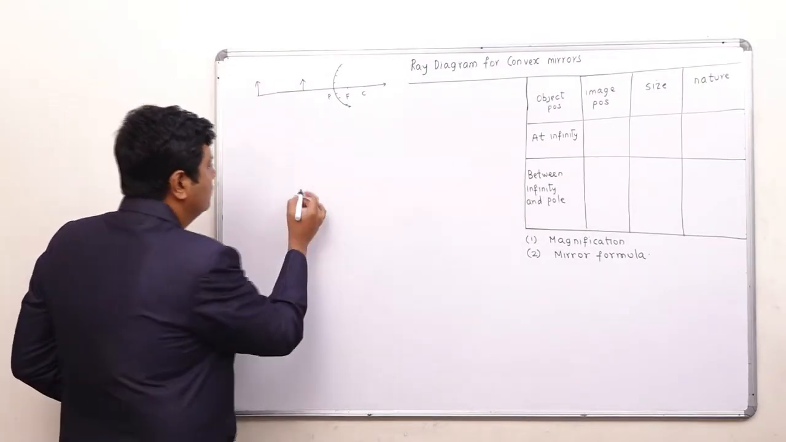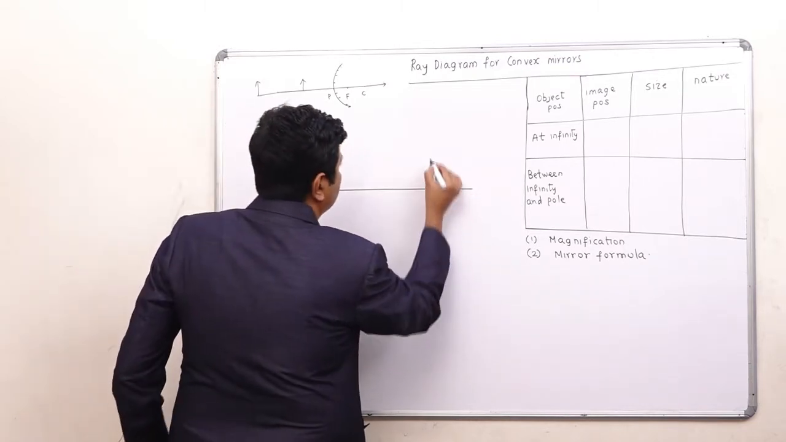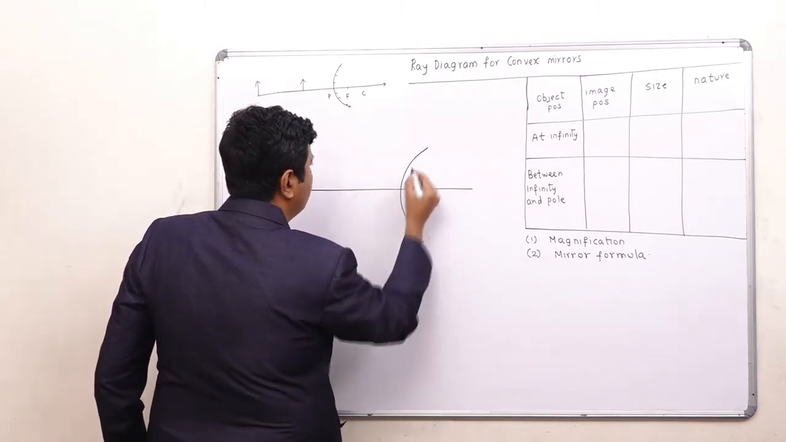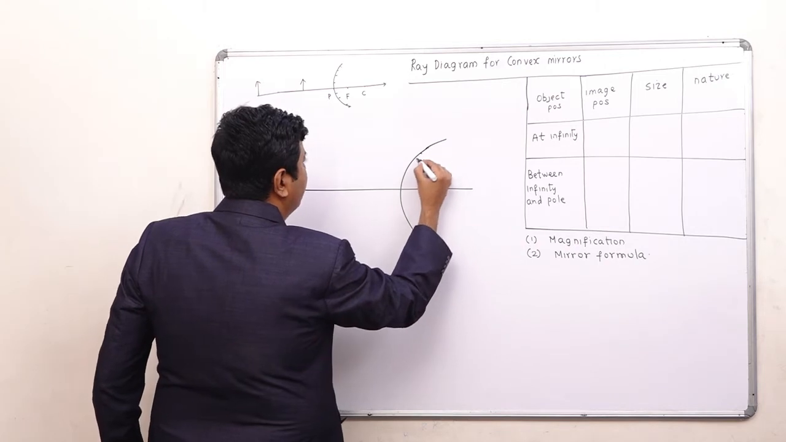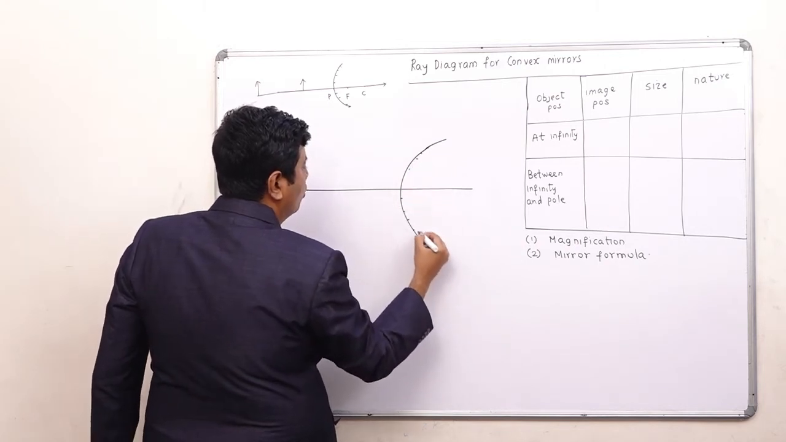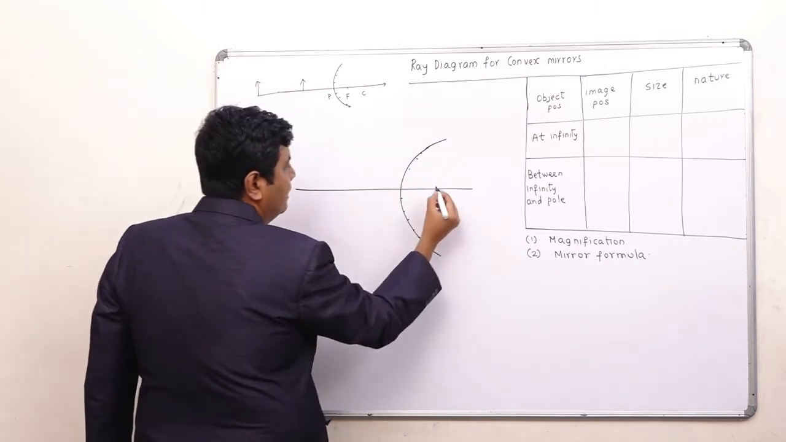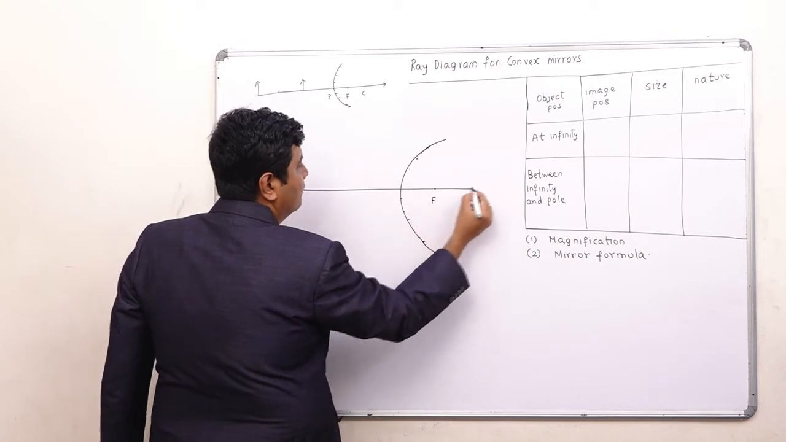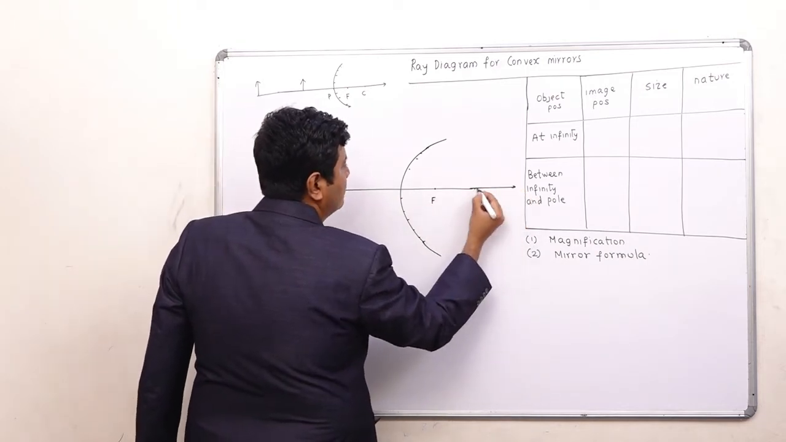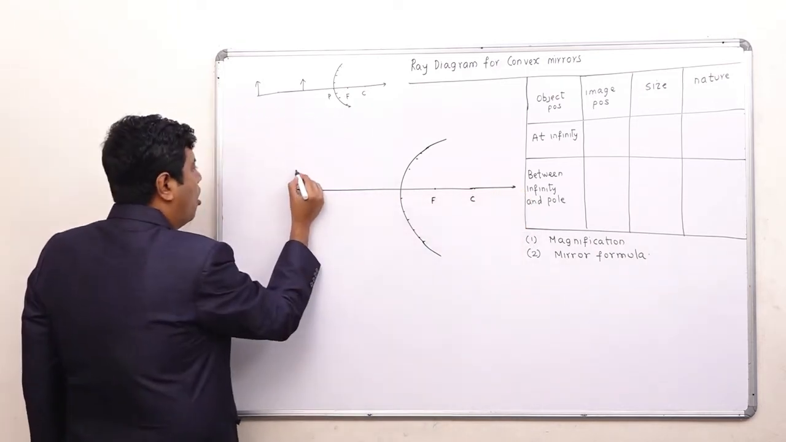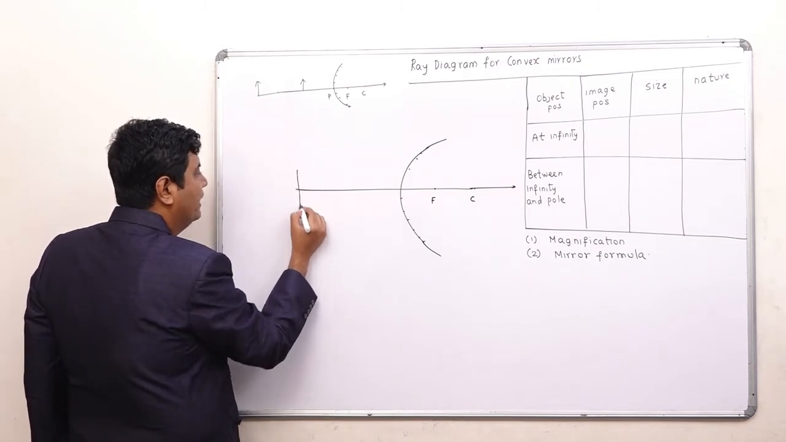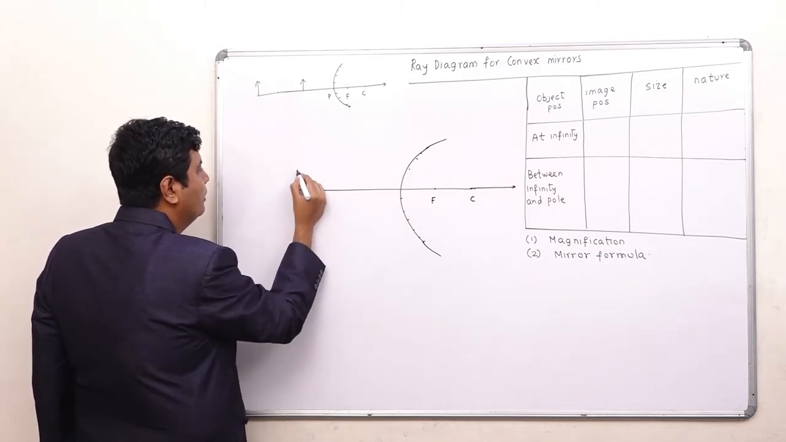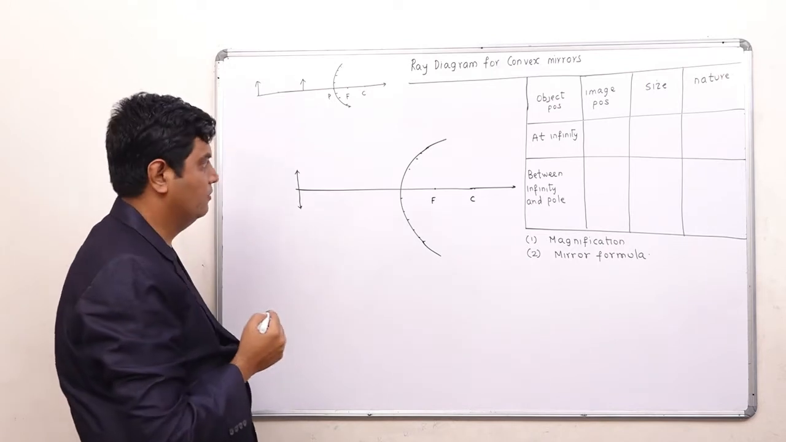Now, first, this is your mirror. This is your reflecting part. You remember, a convex mirror is a diverging mirror. You have the focus on the other part, and here you have the C. My object is at infinity. For infinity, I draw the object above and below the principal axis.